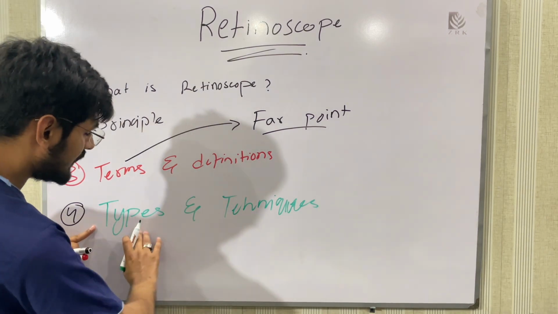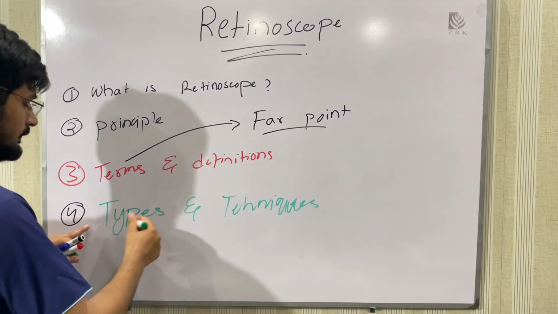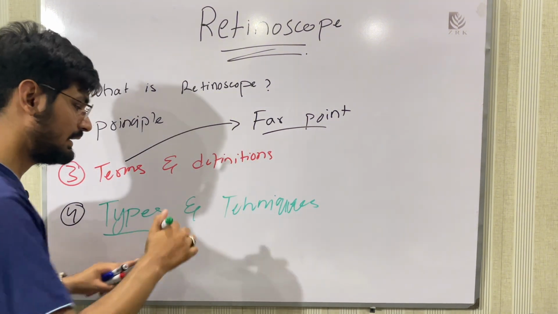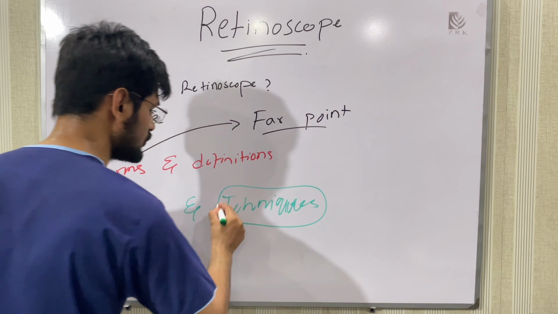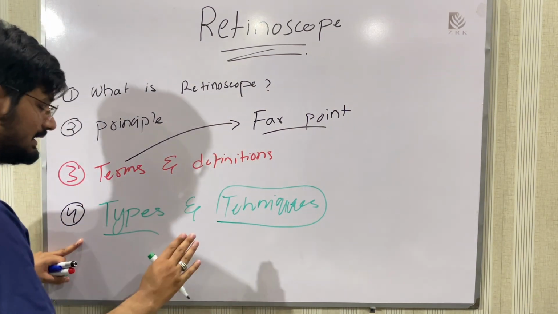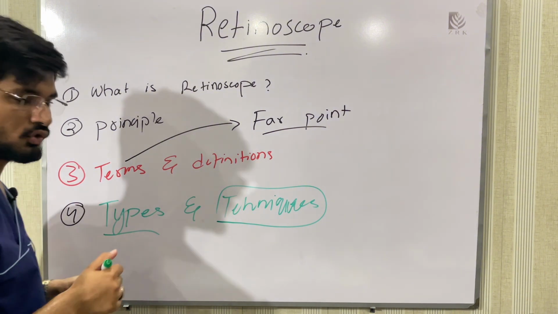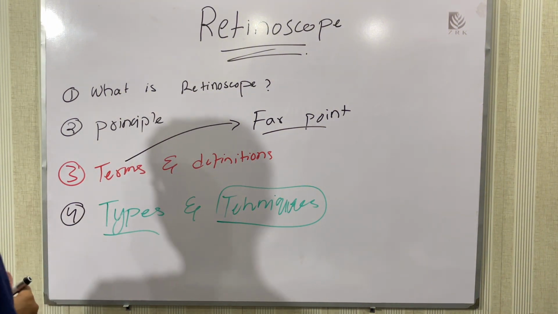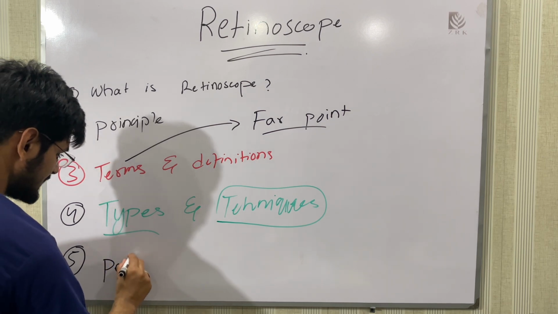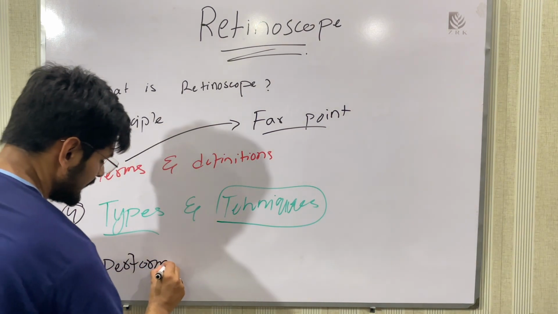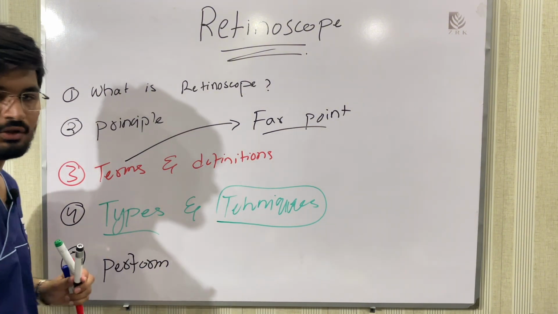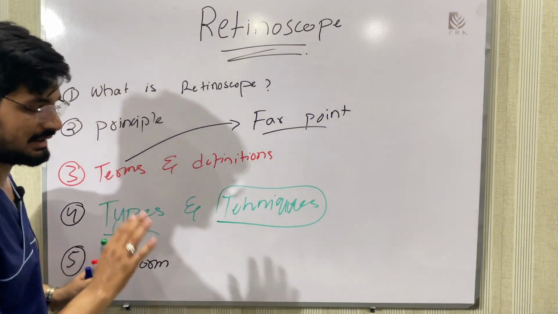Okay, we will learn about the different types of retinoscopy and the different techniques which are used to perform it. We will discuss all the techniques and all the types. Okay, so after it we will learn about the performance. Performance means how we will perform retinoscopy practically. Okay, so we will learn about the performance last, practically.